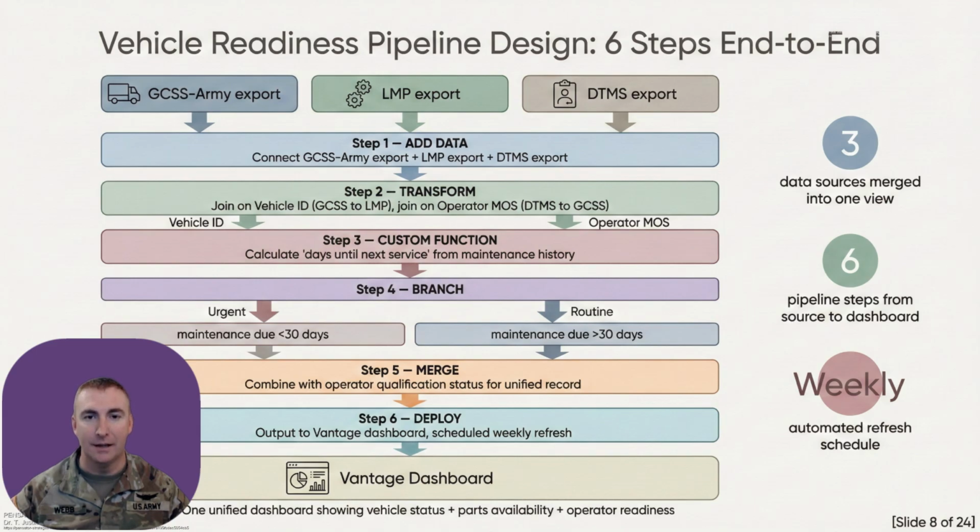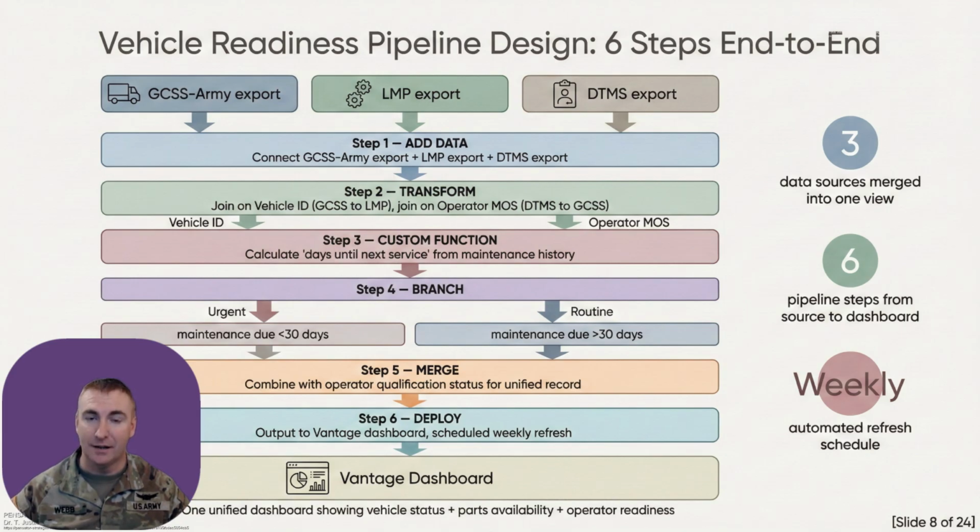Here is the design end-to-end. Add the 3 data sources. Join GCSS Army to LMP on Vehicle ID. Join DTMS on Operator Qualifications. Calculate days until next service with a custom function. Branch into urgent and routine maintenance paths. Merge with a composite readiness score. Green only if maintenance, operator license, and parts are all current. Deploy to Vantage with a weekly refresh. The commander sees 2,400 vehicles scored by 0600 Monday morning.